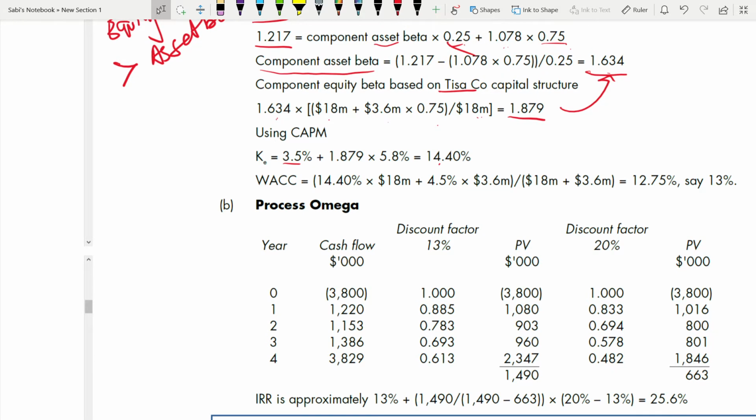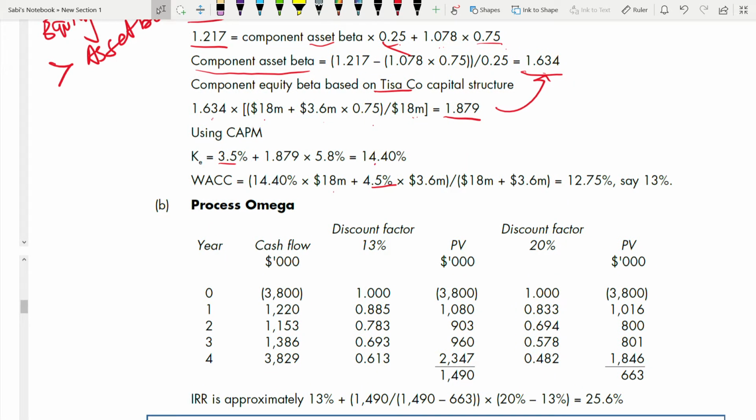So 14.4, that's your cost of equity, multiplied by 18, because in Tisa company the proportion of equity is 18, plus 4.575%. This you have been given in the question. After-tax cost of debt, multiplied by your debt which is 3.6, right? Divide the whole thing by the value of equity plus the value of debt, that is 18 plus 3.6.